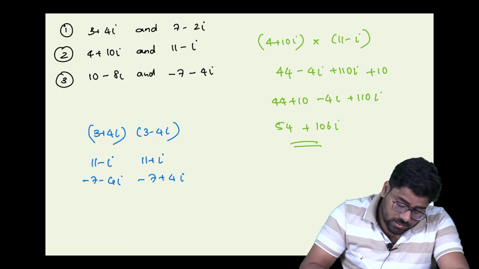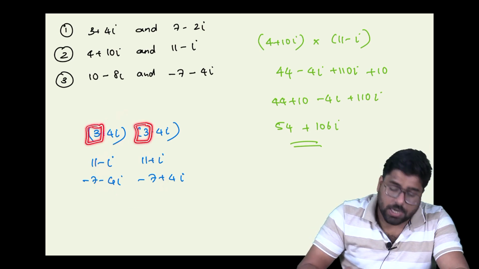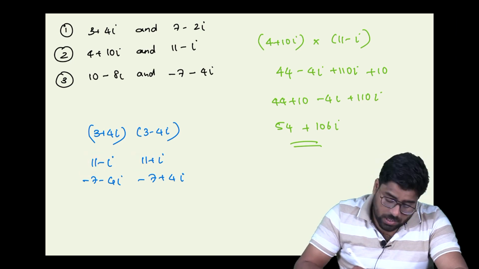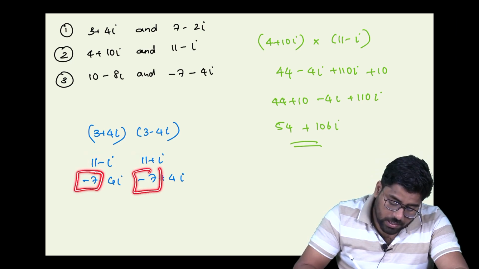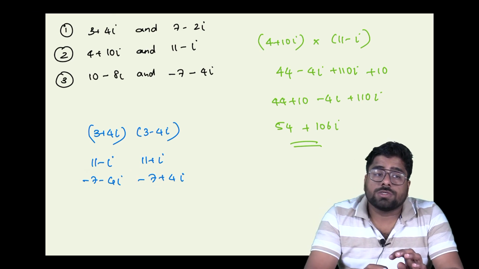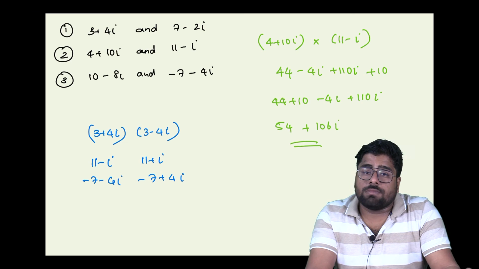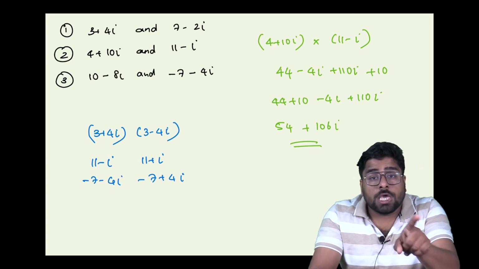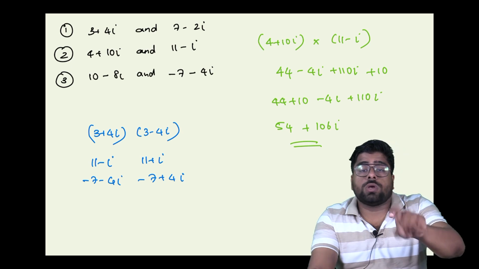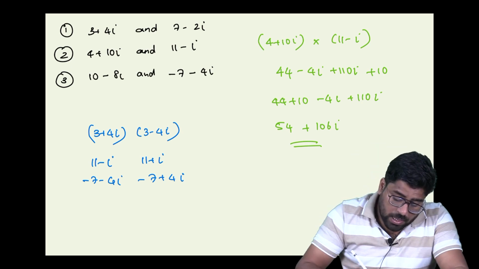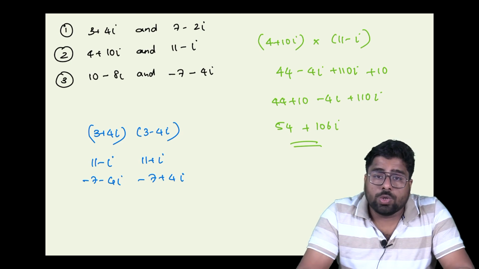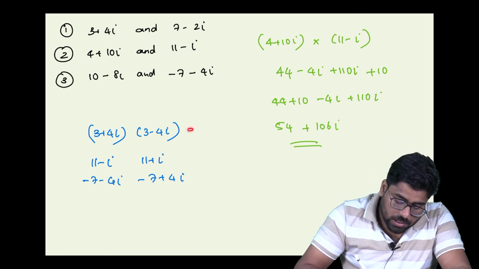In all three cases, the real term was 3, 11 and minus 7 respectively. That means that when you write the conjugate, there is no change in the real term, but there is a change only in the imaginary term. And you can actually try to do the multiplication. When you do the multiplication, it will end up like this.